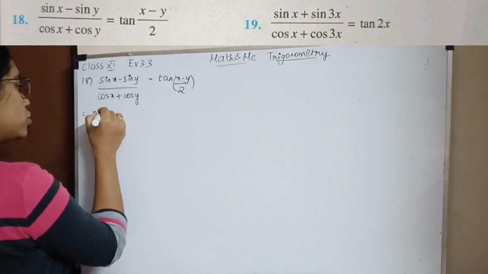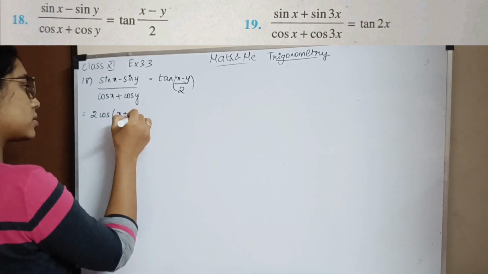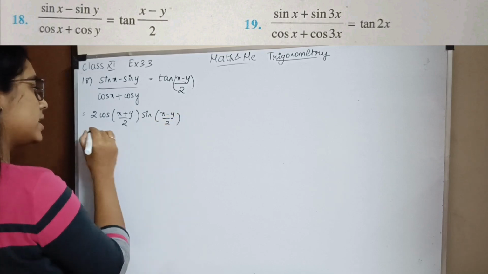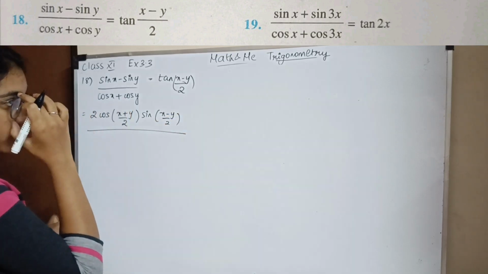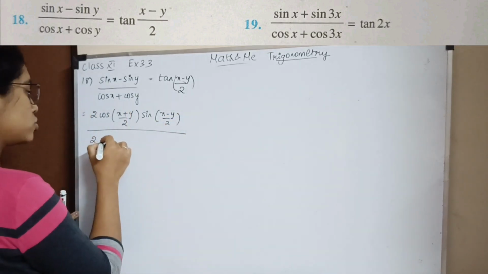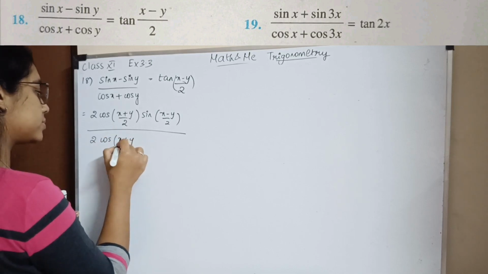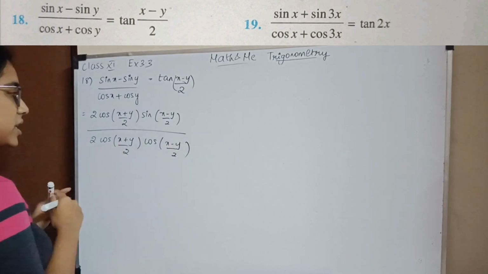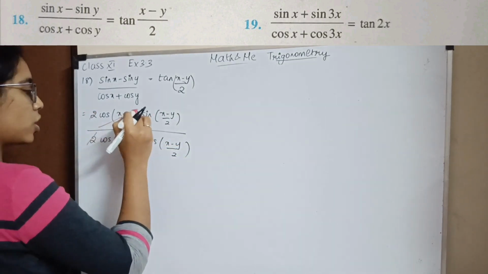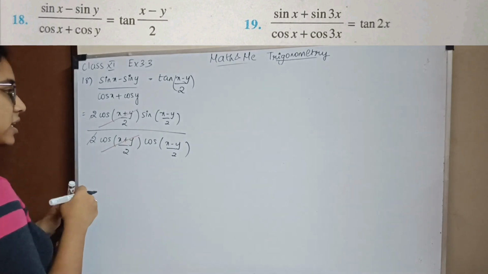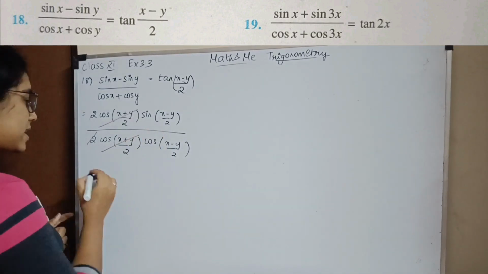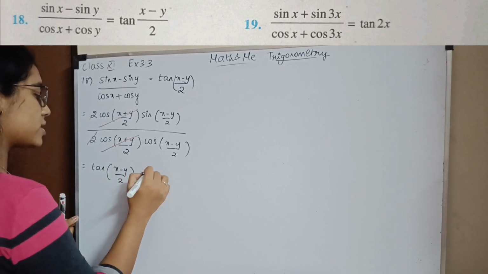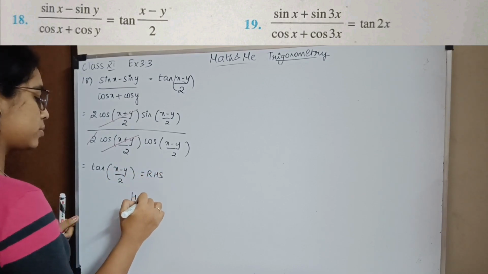Okay, so I will have 2 cos((x plus y) by 2) sin((x minus y) by 2), divided by cos A plus cos B, which will be 2 cos cos. Okay, so it will be 2 cos(A plus B by 2) cos(A minus B by 2). This is pretty straightforward. So, the 2 gets cancelled. Cos term will get cancelled. So, I have sin theta divided by cos theta, which is tan theta, where my theta is (x minus y) by 2, which is equal to RHS. Hence, proved. Okay.